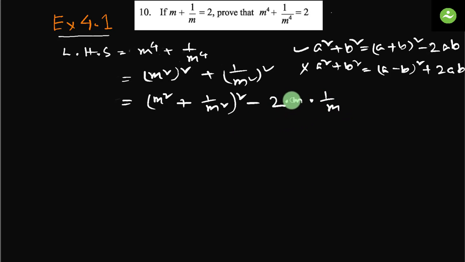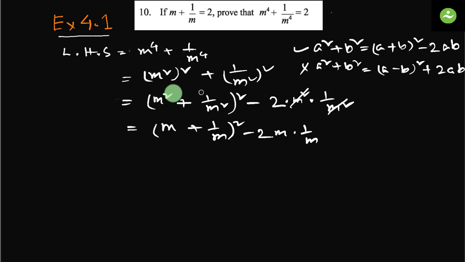Okay, now actually it should be m square, a means m square, b means 1 by m square. So when we simplify, these two are gone, equals, again let's apply the formula a square plus b square, that same formula. So this is m plus 1 by m whole square minus 2, ab means m into 1 by m, and we have done just this part, m square plus 1 by m square.